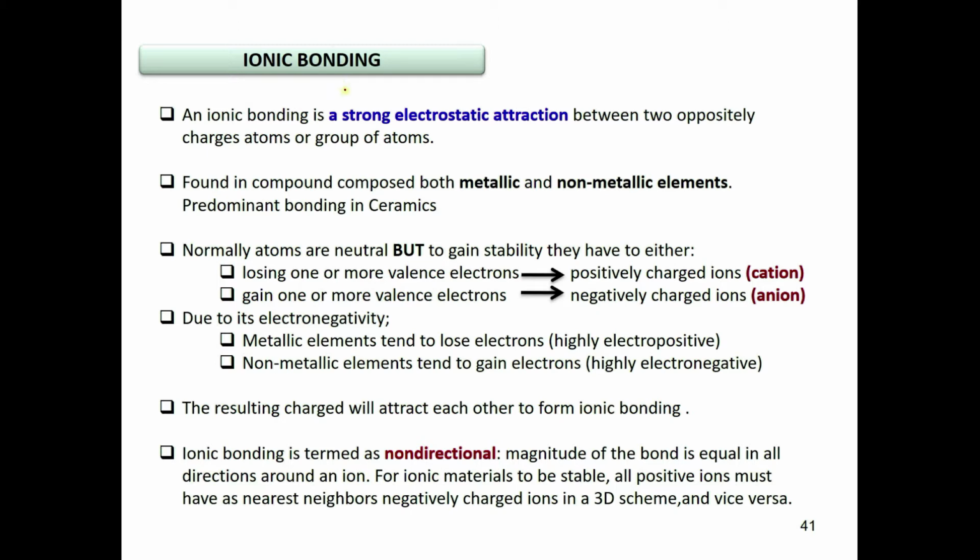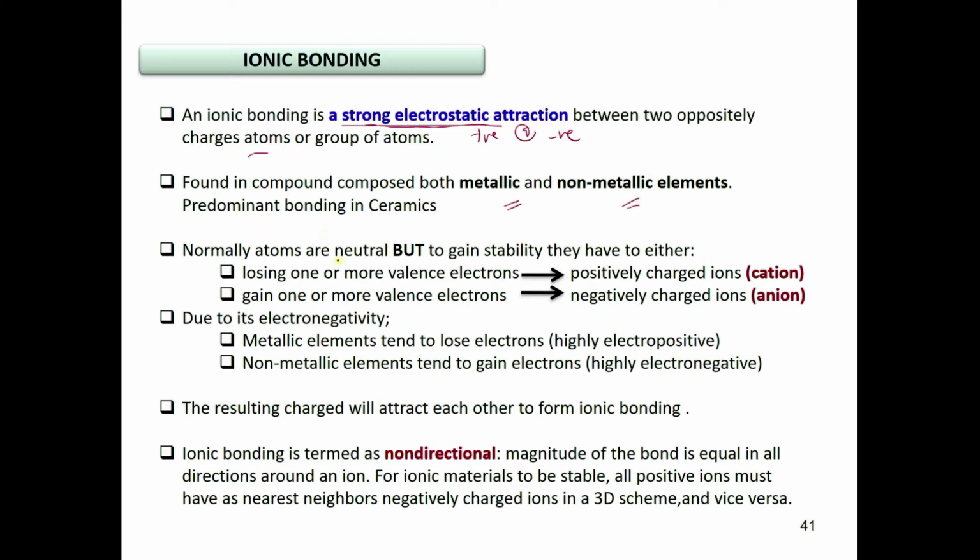Let's move to the ionic bonding. As I mentioned before, it is the bonding that forms a strong electrostatic attraction between two oppositely charged atoms or molecules, which can have positive or negative charges. It is found when a compound is composed of both metallic and non-metallic elements. You can check whether an element is metallic or non-metallic in the periodic table.